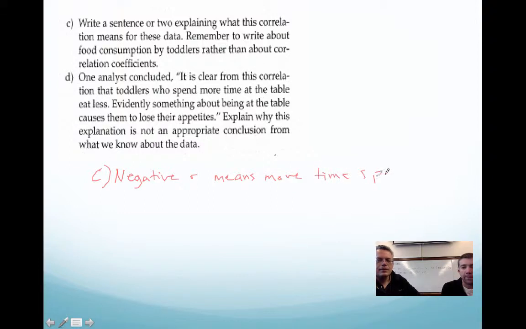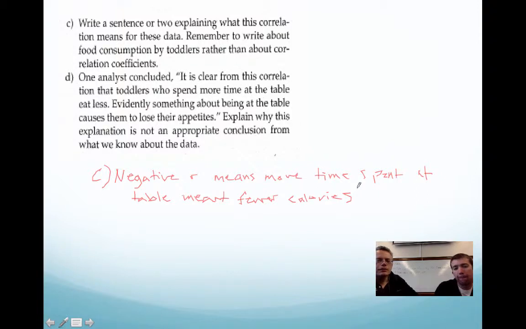Now, this is an association or pattern, which I'm going to talk about in a minute. This does not say cause and effect. Longer time doesn't force the kid to consume fewer calories. It was more a trend: time spent at the table, a pattern, meant fewer calories. That's what we observed.